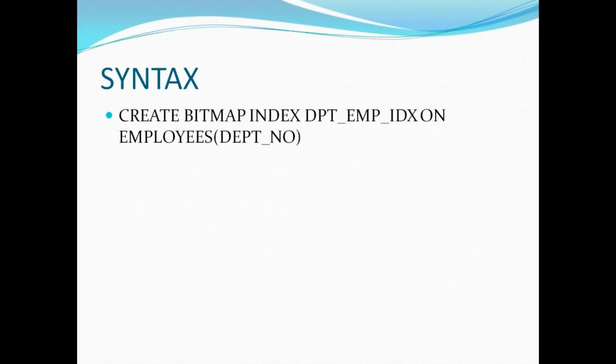The syntax of a bitmap index is pretty similar to a B-tree index. B-tree is the default, conventional, and oldest index. If you just specify create index, by default it creates a B-tree index. You don't have to specify a keyword for the B-tree index, which is not the case with a bitmap index. In a bitmap index you have to explicitly specify the keyword bitmap. So if you specify create bitmap index, the index name, the table on which you want to create the index and the column name, it will go ahead and create a bitmap index for you.